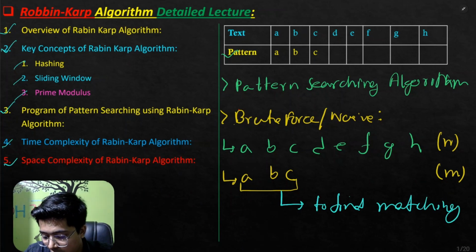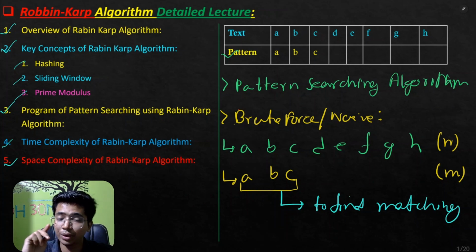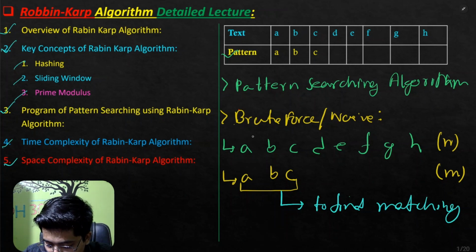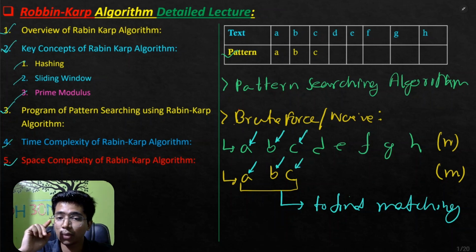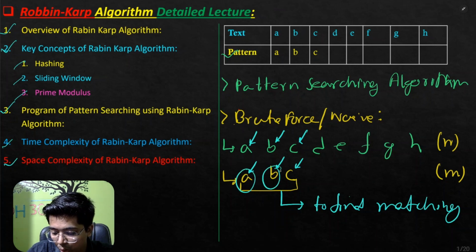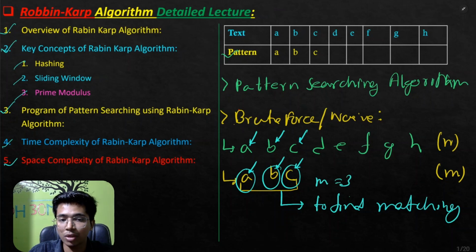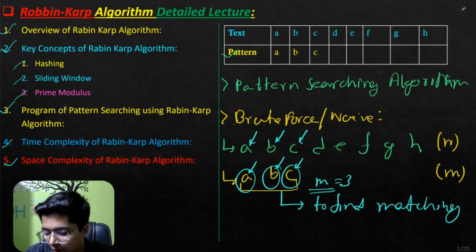So how do we actually compare? Look, this is the text. For the first time, we compare this A with this A, this B with this B, and this C with this C. So first we compare like this. Now notice how many comparisons we made here: 1, 2, 3, equal to the pattern length. That means we compare m times, up to the full length of the pattern.